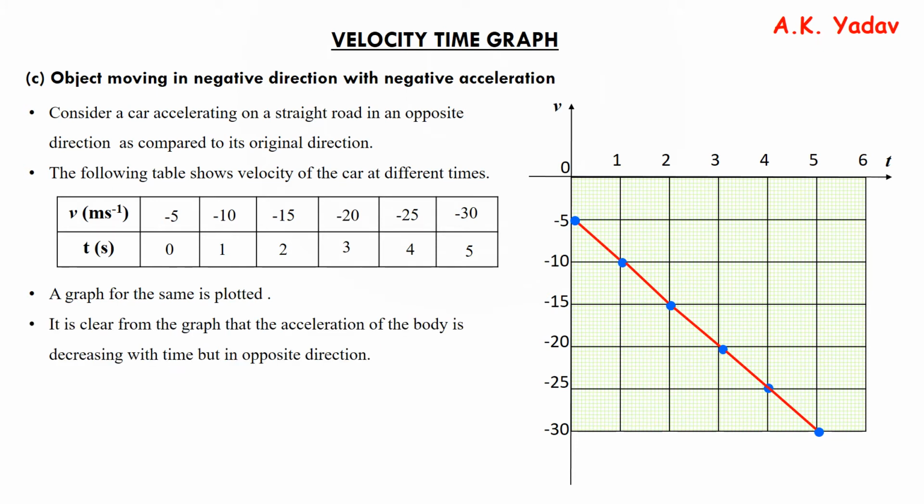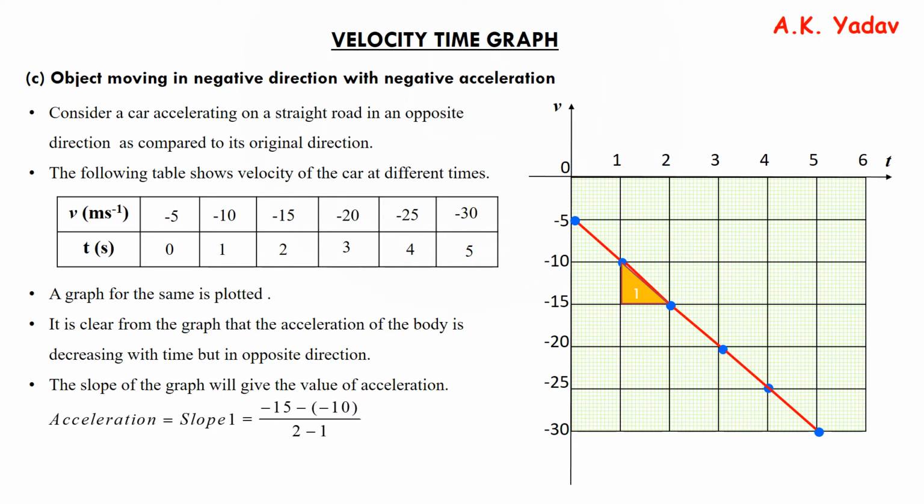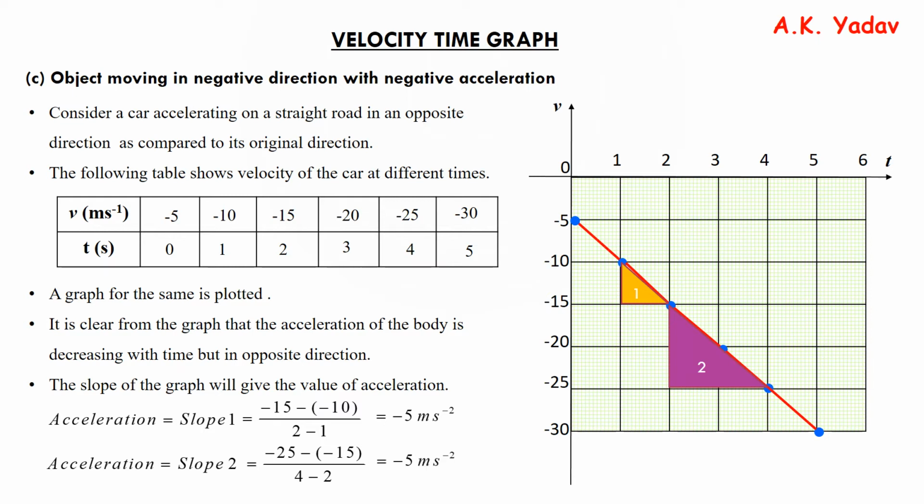Now, from the graph, it is clear that the acceleration of the body is decreasing with time, but in opposite direction. Again, the slope of the graph will give the value of acceleration. Slope 1 is final position minus 15, initial is minus 10, so minus 15 minus of 10 upon 2 minus 1, that will give me minus 5 meter per second square. Slope 2 is minus 25 minus of 15 upon 4 minus 2. It again gives me 5 meter per second square.